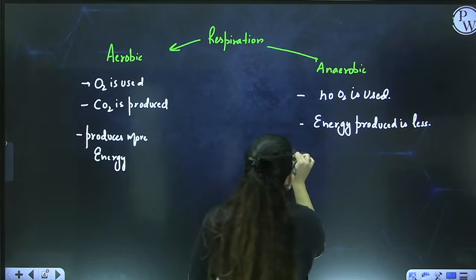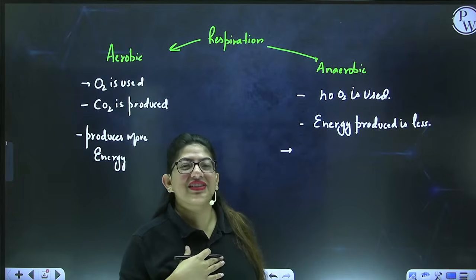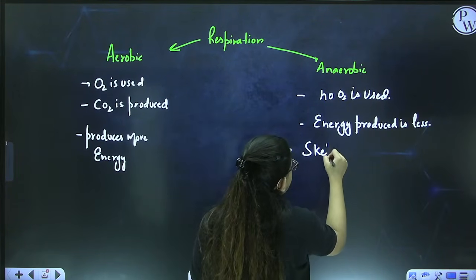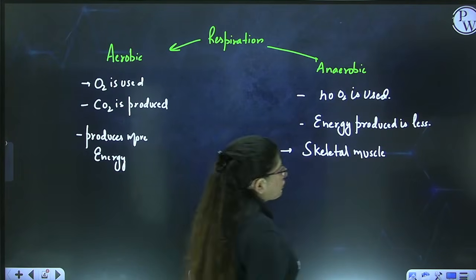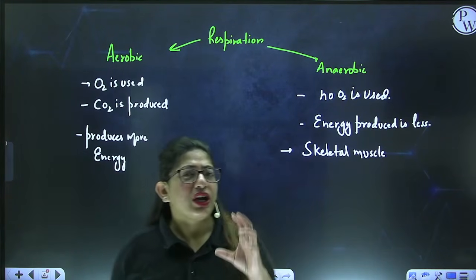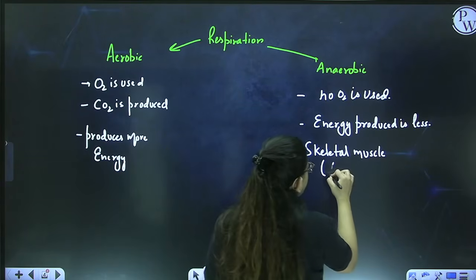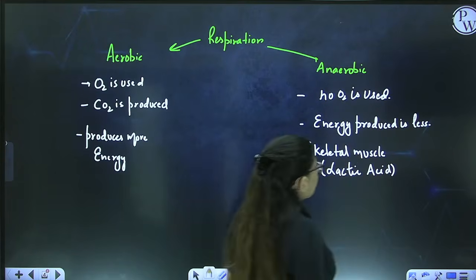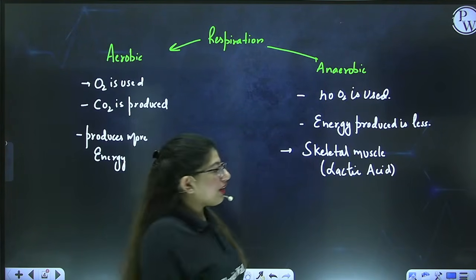So what are the examples? First of all, in us, do we do anaerobic respiration? Yes, certainly we do. Anaerobic respiration takes place in our skeletal muscle. Whenever you have a low oxygen condition or you're running very fast, you get cramps. Why are cramps formed? Because whenever glucose gets burned in the absence of oxygen, it will not produce CO2, it will produce lactic acid.